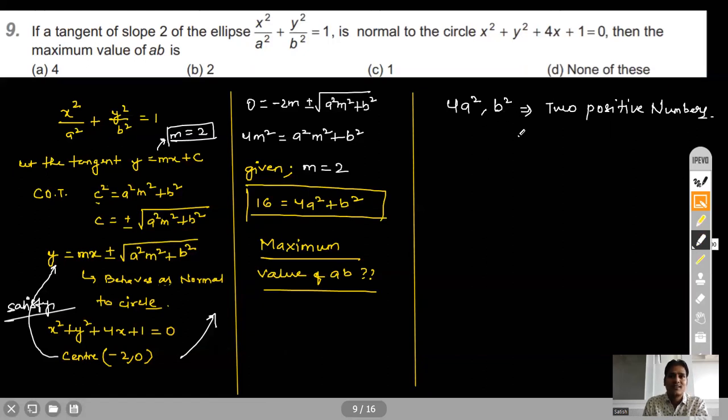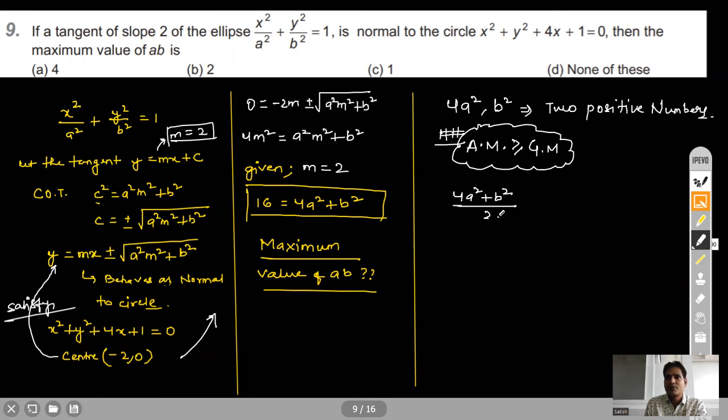So since both are positive, we can say the arithmetic mean of these two numbers should be greater than or equal to the geometric mean of these two numbers. Right? This is the important concept which we are using here. So now what will be the arithmetic mean of this? It will be (4a square plus b square) upon 2. This must be greater than or equal to what? (4a square into b square) to the power 1 by 2. Is it okay?